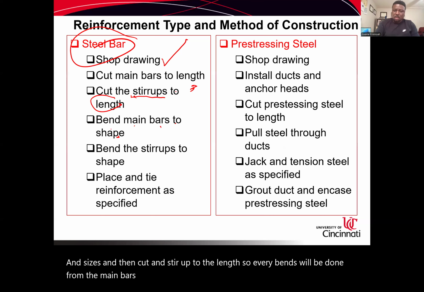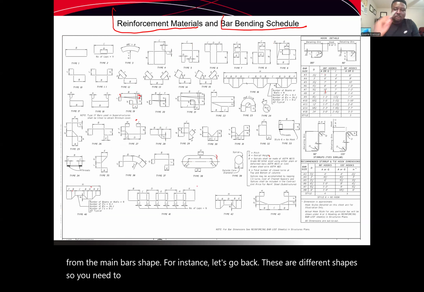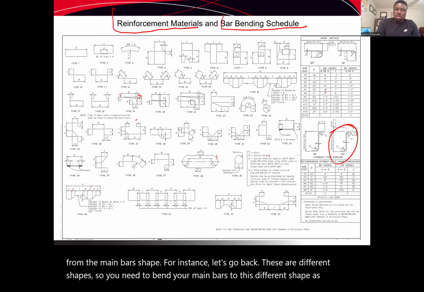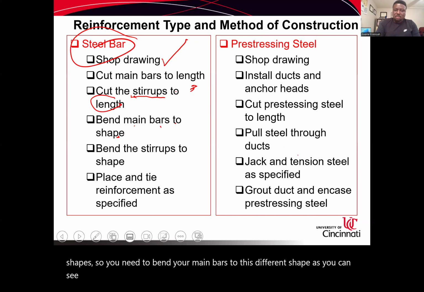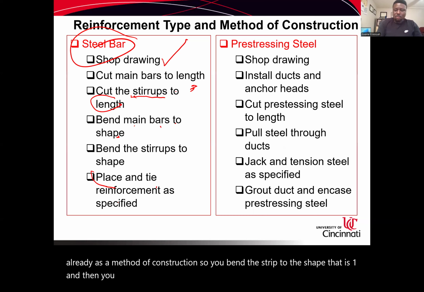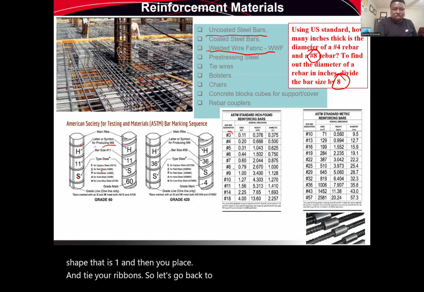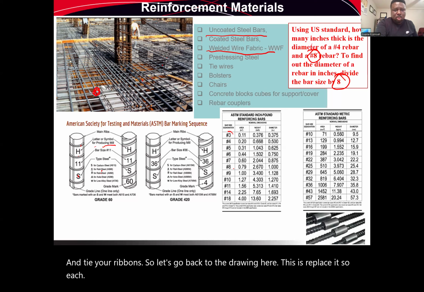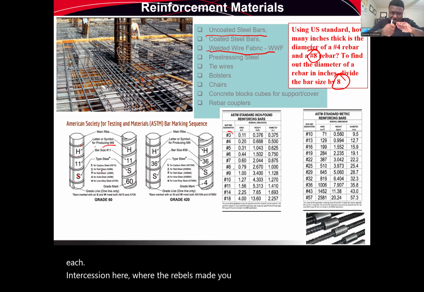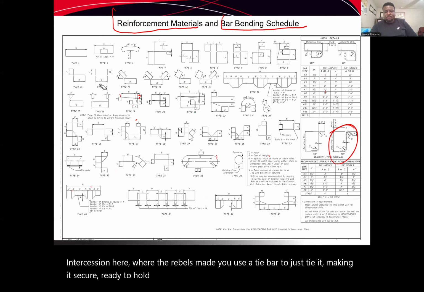For instance, let's go back. These are different shapes, so you need to bend your main bars to these different shapes, as you can see here, already as a method of construction. So you bend the strip to the shape that is required, and then you place and tie your rebars. So let's go back to the drawing here. This is how you place it. At each intersection where the rebars meet, you use a tie wire to tie it, making it secure, ready to hold that concrete.